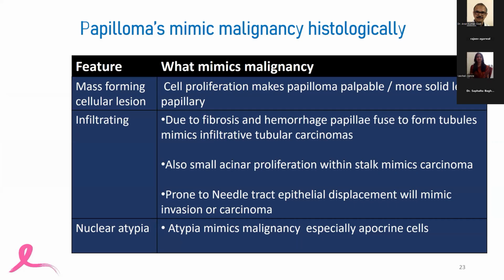I think all the court cases about pathologists have been for papillary lesions, whatever little I know. Why? Because the usual central papilloma, a single papilloma with nipple discharge, is picked up. But the peripheral papillomas tend to produce solid masses because of cell proliferation. They tend to entrap structures around them and start mimicking invasive carcinomas. They are prone to needle track displacements, and atypia is natural in a papilloma, and then you worry about it.